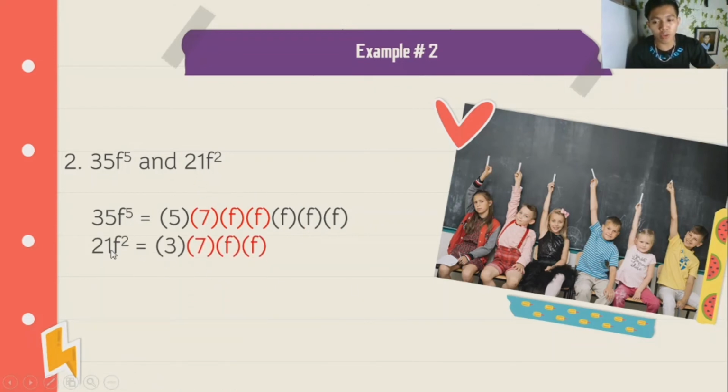Okay? Now, punta naman tayo kay 21f squared. So, si 21f squared, that is 3 times 7. Tapos, ilan yung f? 2. So, sulat mo lang sila, 2f. Now, ano yung pare sa kanila? Pare silang may 7, pare silang may f, pare silang may f. So, lista mo lang yon, 7ff. So, 7 times ilang f? 2. So, 7f squared. Therefore, the GCF of 35f raised to 5 and 21f raised to 2 is 7f squared.